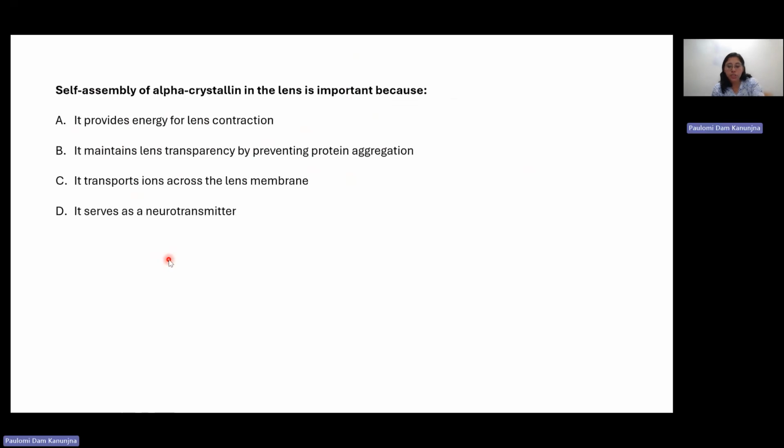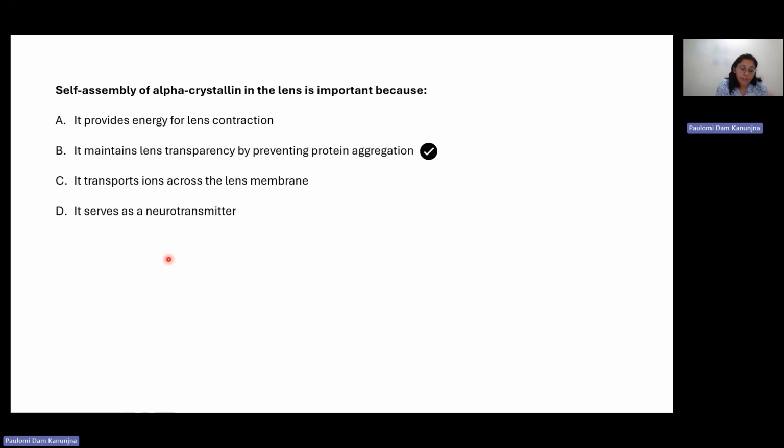Right. I hope you understood the question. The answer to this is maintains lens transparency by protein aggregation. So this is where you will realize the importance of the protein alpha crystallin. This alpha crystallin protein self-assembles, they order themselves, they arrange themselves, they aggregate. So if they aggregate, it leads to cataract formation.